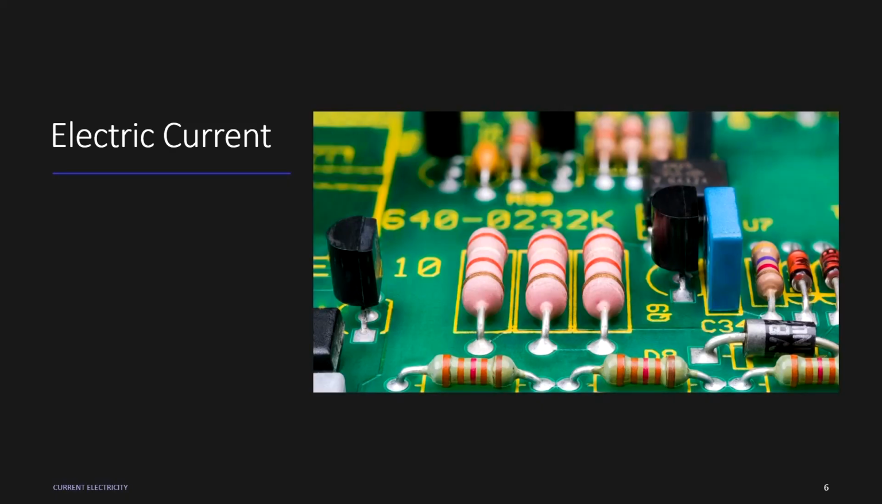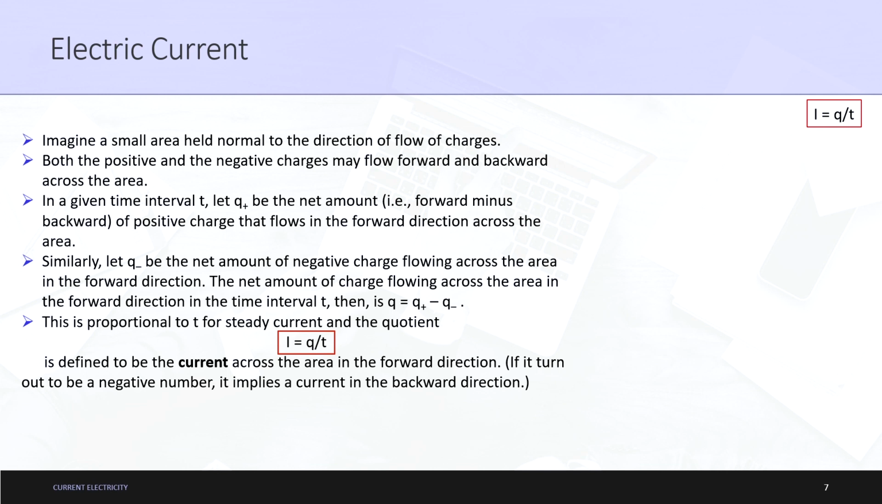Let us move on to the next slide now, that is electric current. So, let us now start with a new concept. You already know what is electric current, but let me define it again so that I can use it in further applications. So, electric current. Now imagine a small area held normal to the direction of flow of charges. Let me make a diagram here. Let us suppose this is that small area we are talking about.